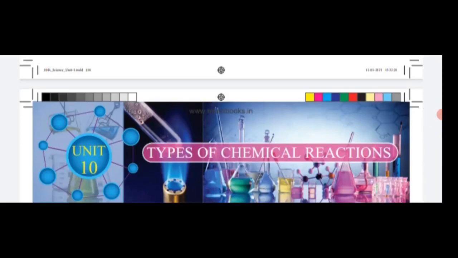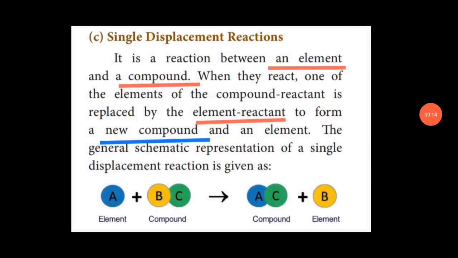This is 10th standard chemistry, unit 10, types of chemical reaction. We have already discussed two types of reaction: one is decomposition reaction, another one is combination reaction. Let's see the third type of reaction.